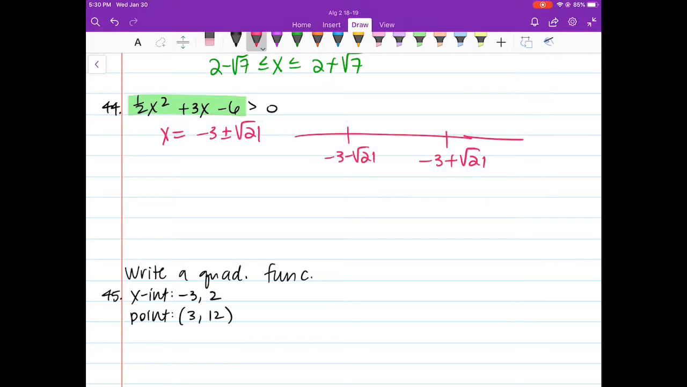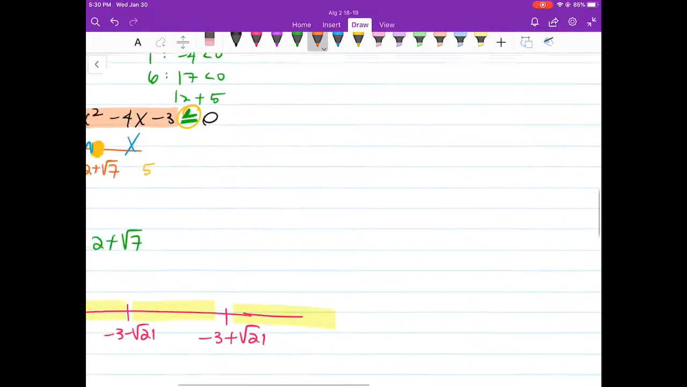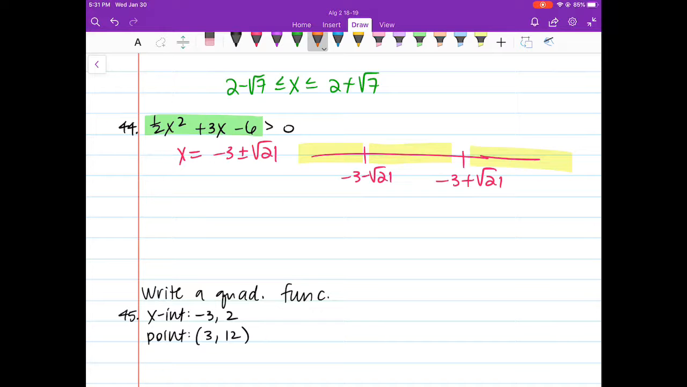So again, we would test values in between here. Radical 21 is going to be between 4 and 5. So negative 3 plus radical 21 is actually going to be beyond 0. So it's going to be a little bit to the right. So we would pick 3 numbers, one in the interval all the way to the left, one in the interval in between, and one in the interval all the way to the right. We would test those values, and we would see which ones actually work out, which ones are true. We'd plug it back into our original inequality, and we would see what would happen.